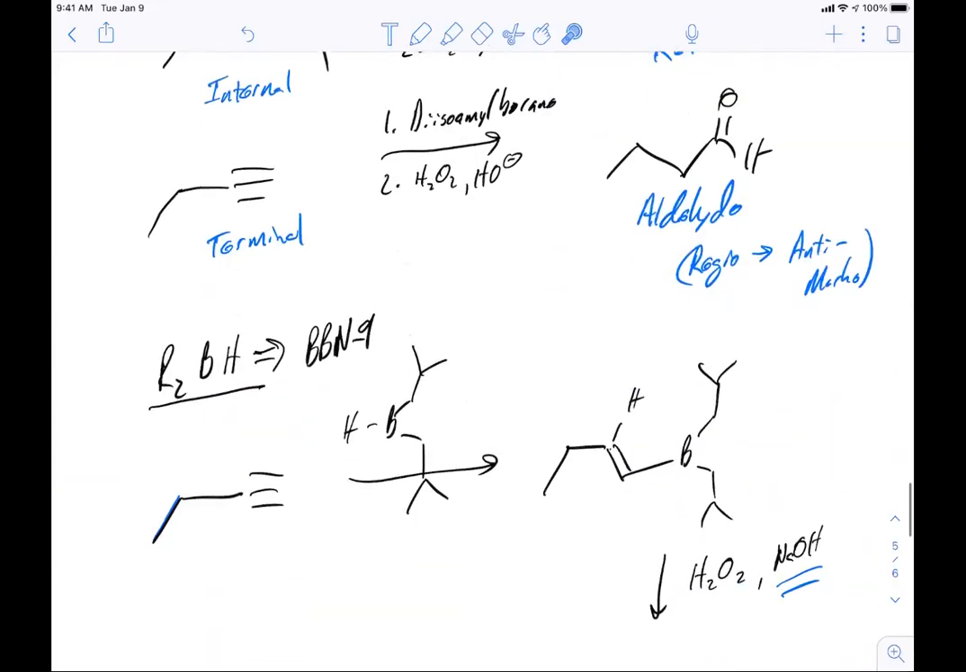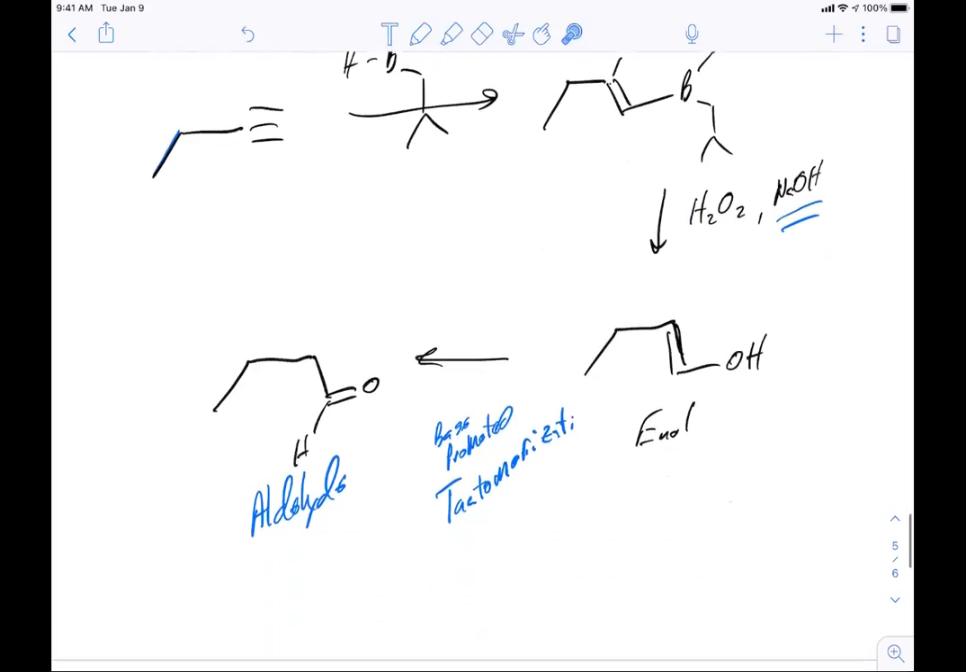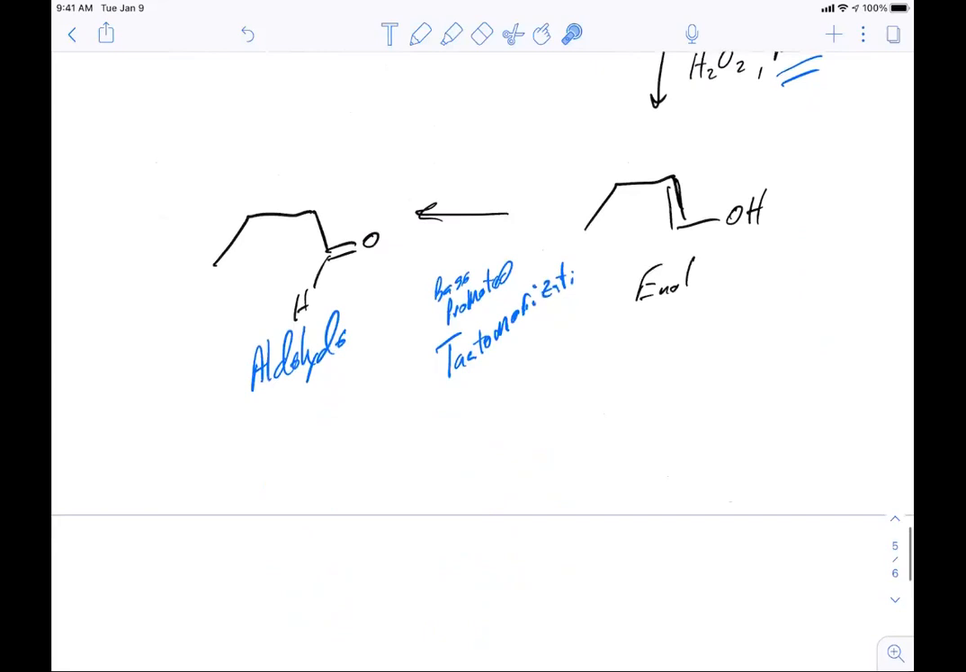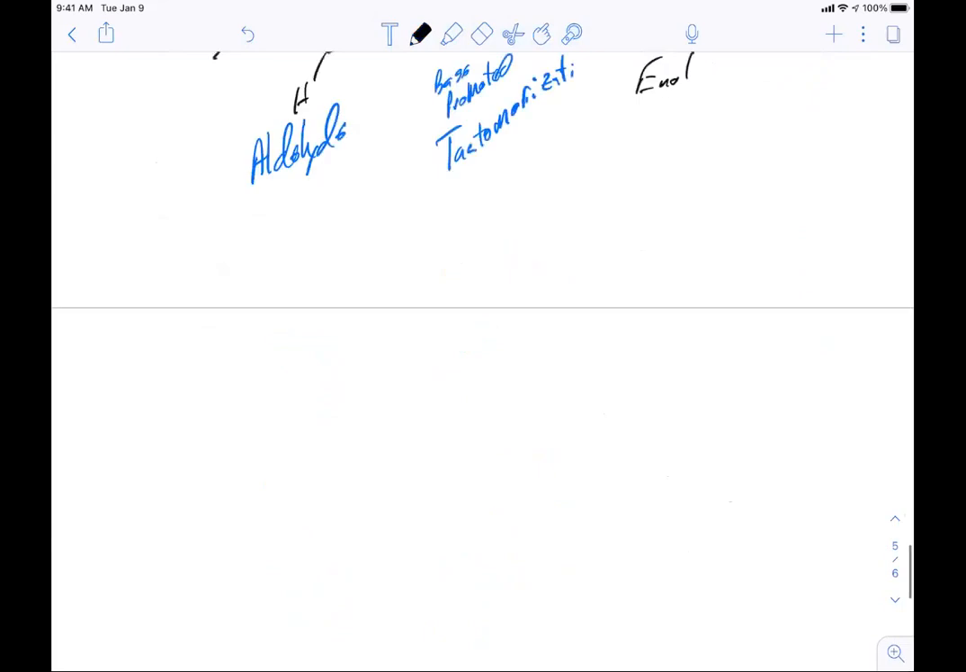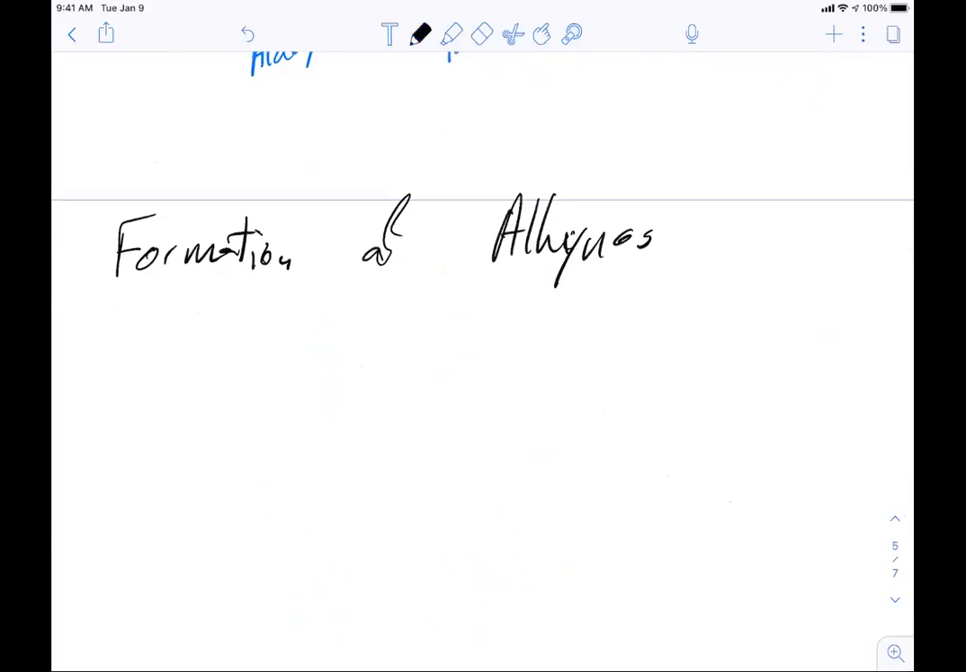And then the last one, again, we're doing the same addition to the least substituted side for the borane, which gives us the same type of alcohol regioselectivity we get with an alkene, but since it's an alkyne and we have this double bond here, we get tautomerization to, in this case, the aldehyde. So one of the other things we need to look at is formation of alkynes.